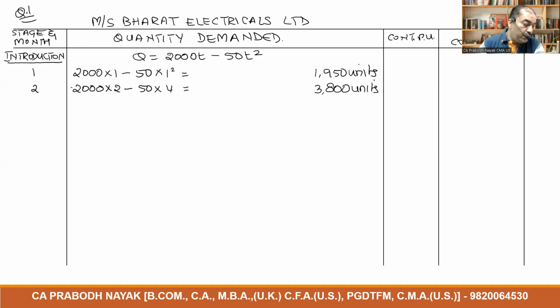Now, what is the contribution here? Contribution here, selling price is how much? 800. So 800 minus 640. Contribution is 160. Contribution is 160. So multiply 1950 into 160. 3,12,000. 3,800 into 160. 6,08,000.